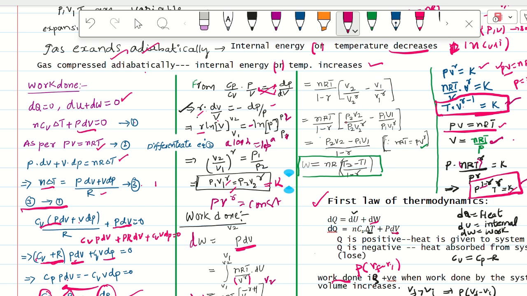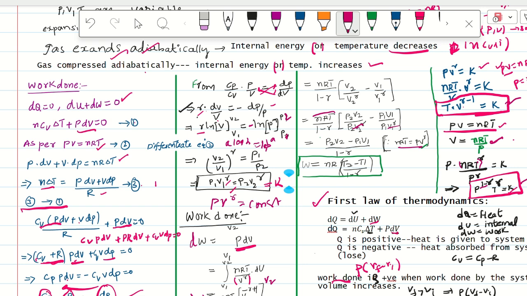Multiply and divide by P2 and P1 respectively. Now I get P2V2. P2V2^gamma is equal to a constant, which equals nRT. So the constant and P2V2^gamma get cancelled, leaving (P2V2 minus P1V1) by (1 minus gamma). Now in place of P2V2, applying PV = nRT according to the ideal gas equation, we get nR(T2 minus T1) by (1 minus gamma).